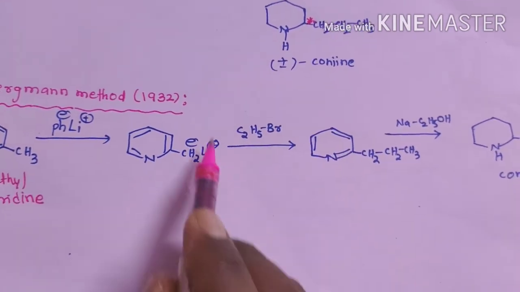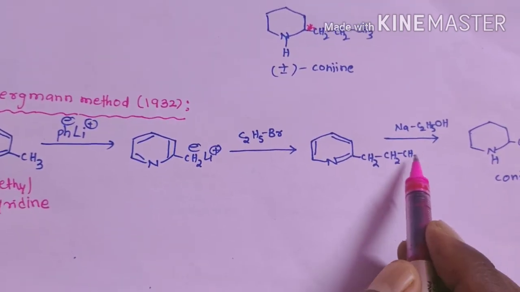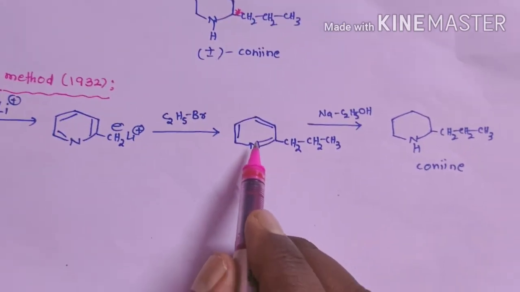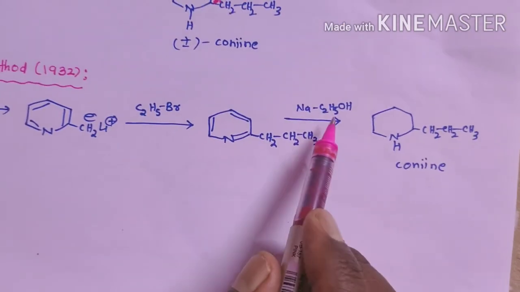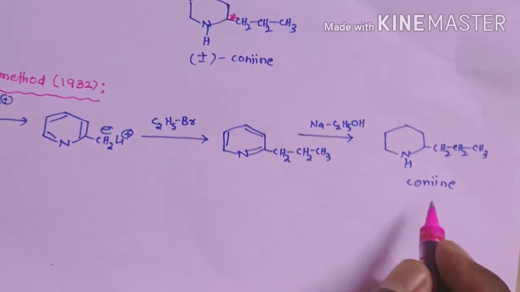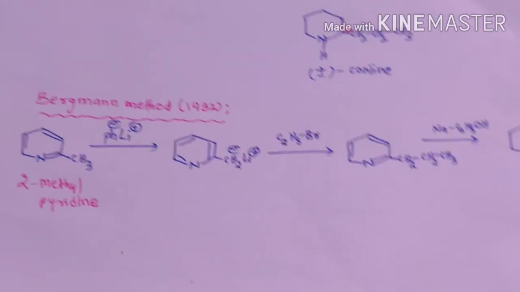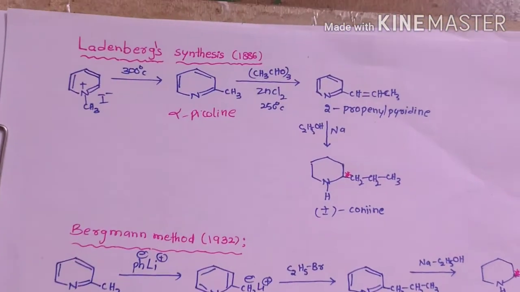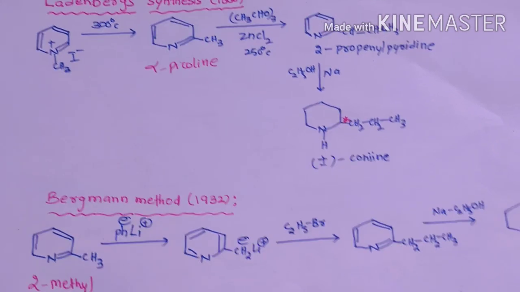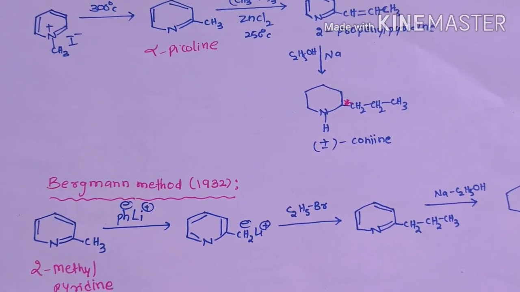So when it is treated with ethyl bromide, alkylation occurs and here we get the n-propyl side chain on the pyridine. Then it is subjected to reduction with sodium and ethyl alcohol mixture. So here we get the racemic mixture of conine. In Ladenburg's method and in Bergmann's method, alpha picoline is the starting substance.